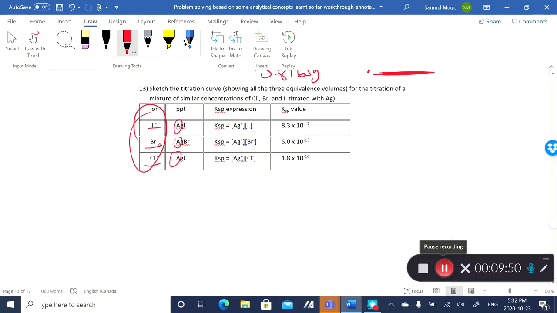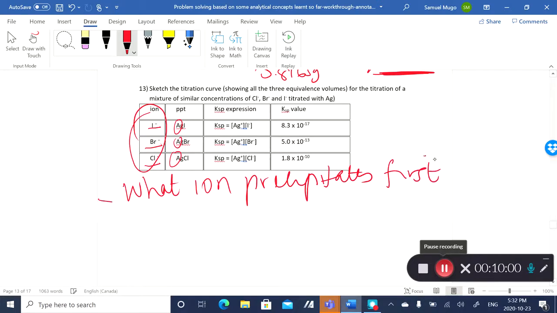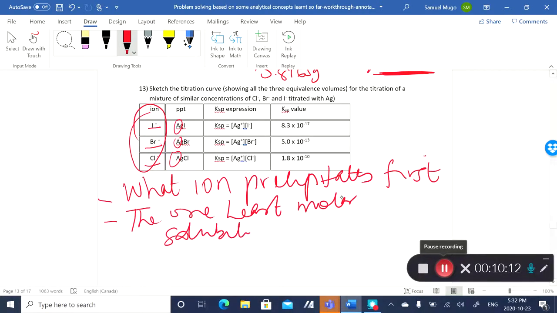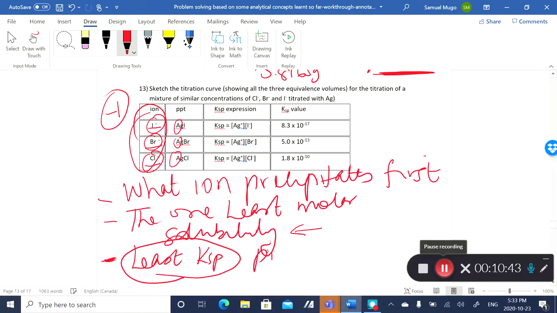So the key thing here is to remember what we talked about previously. What ion precipitates first? And remember, the ion that precipitates first would be the one that has the least molar solubility. Now, because here we are dealing with monovalent ions, all of them have the same valency, -1, we don't really need to calculate the molar solubility. Instead, we can determine the ion that precipitates first simply by looking at the least KSP. So the one with the least KSP precipitates first.